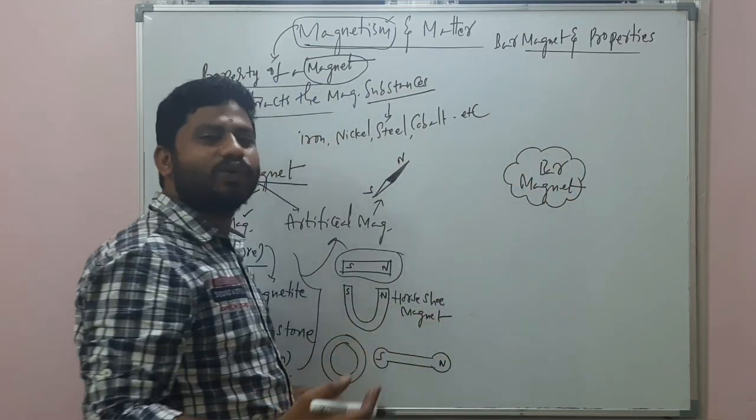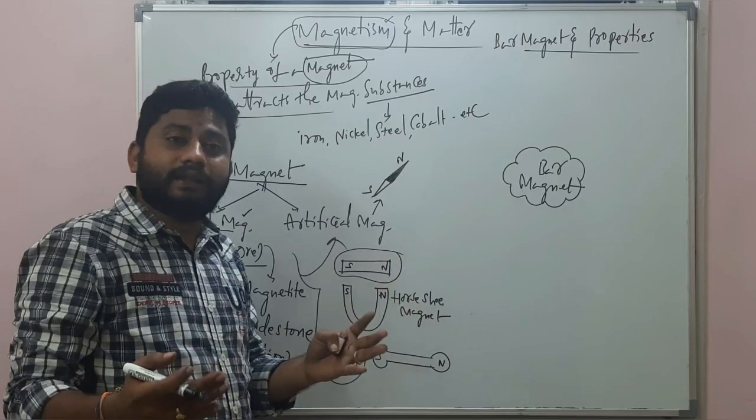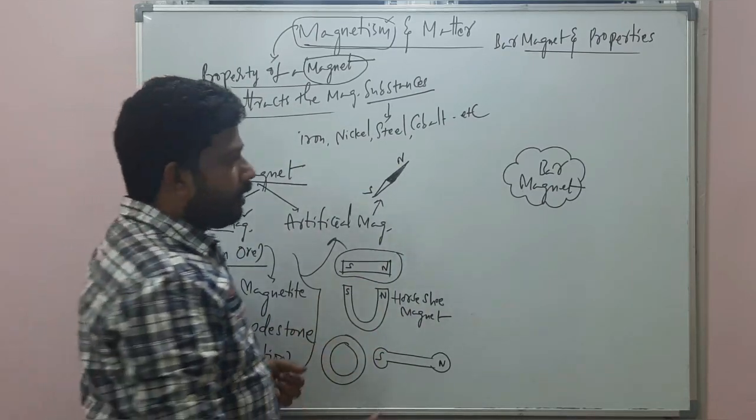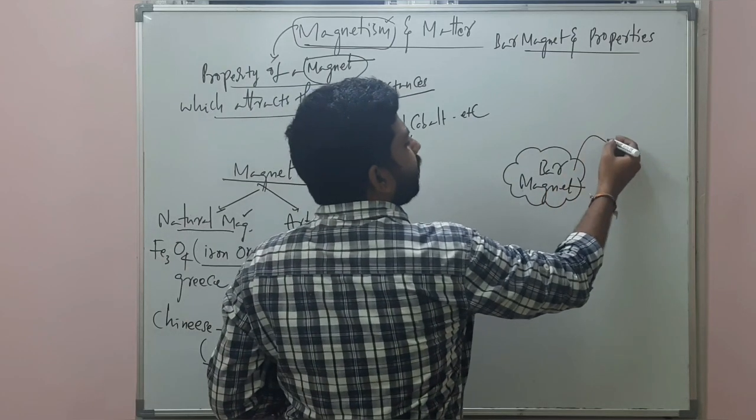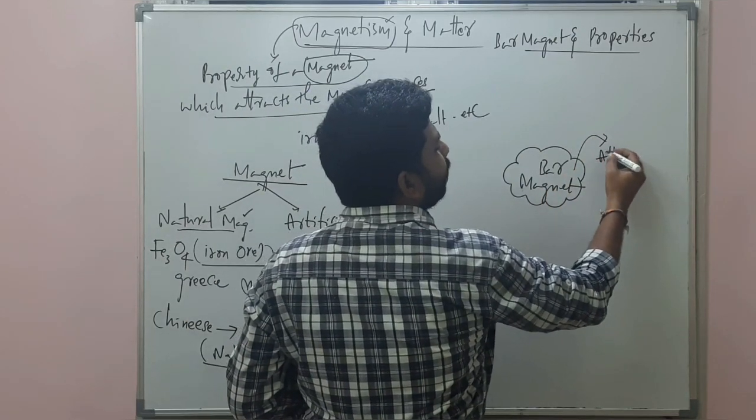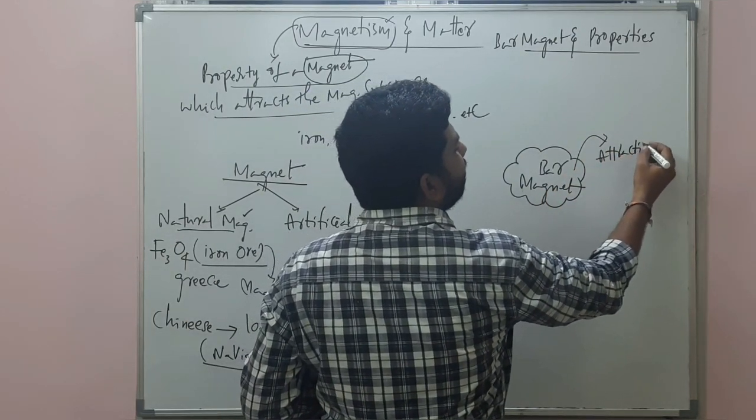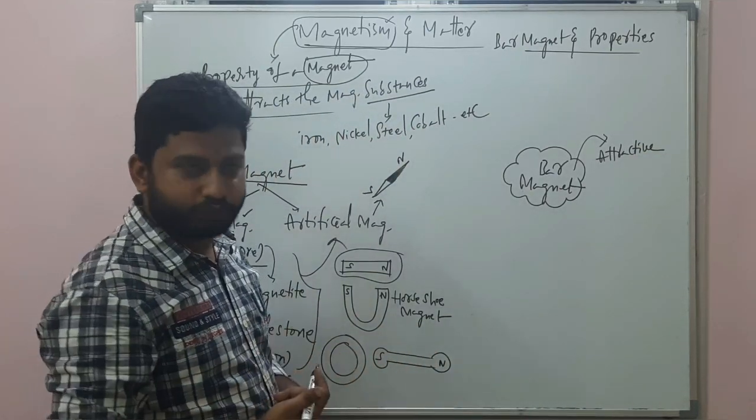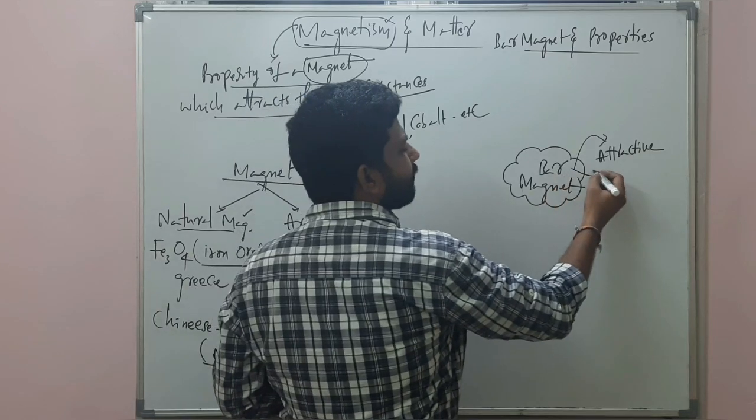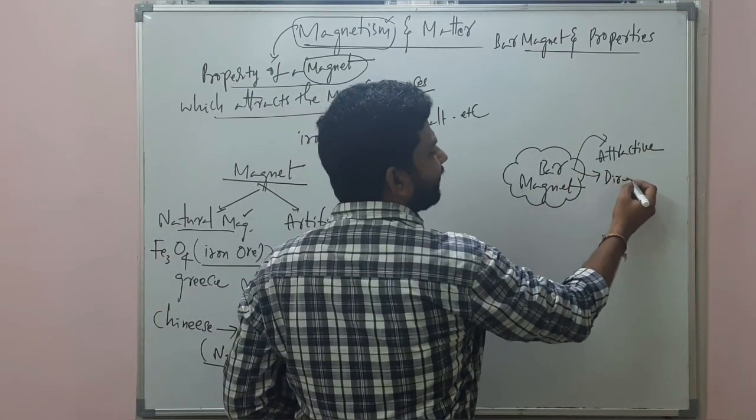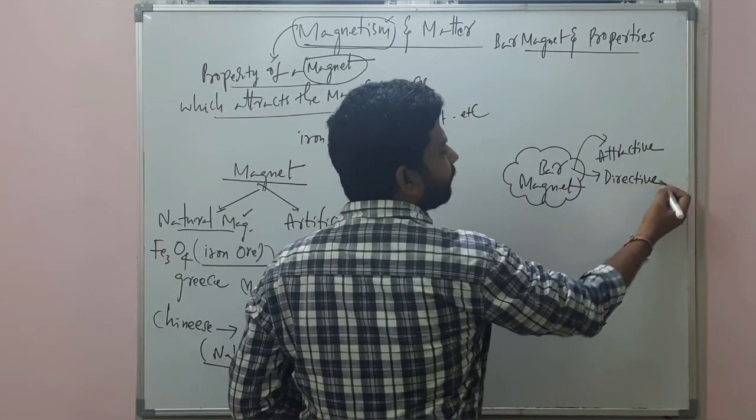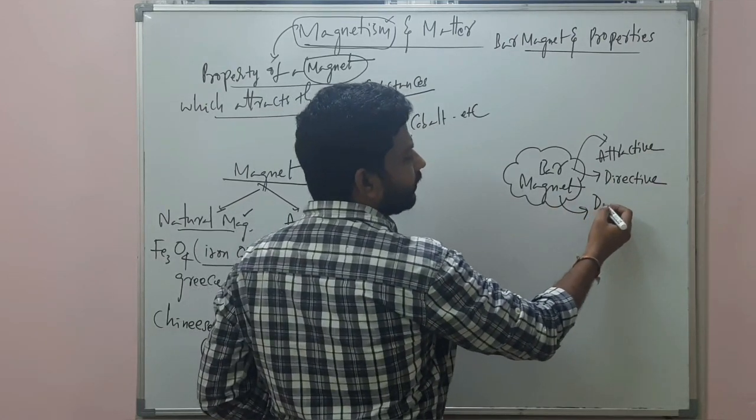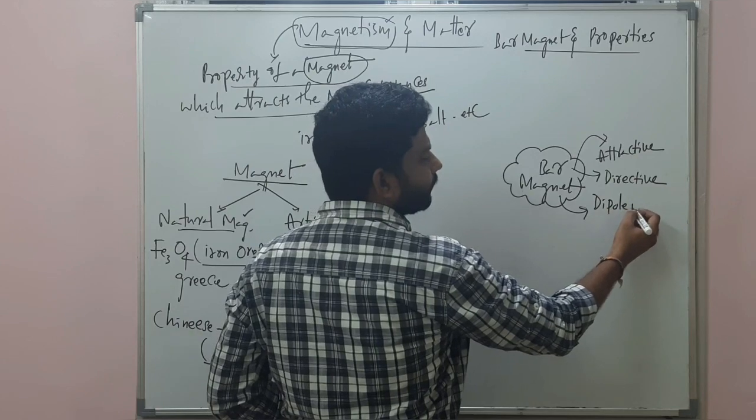From the basic classes onwards, you might have learned the same, but still, let's consider this an introduction class. So first property, attractive property. Let me write everything, then one by one we'll be discussing. A bar magnet will have attractive property. The same bar magnet will also have a directive property, and the same bar magnet will have a dipole nature.